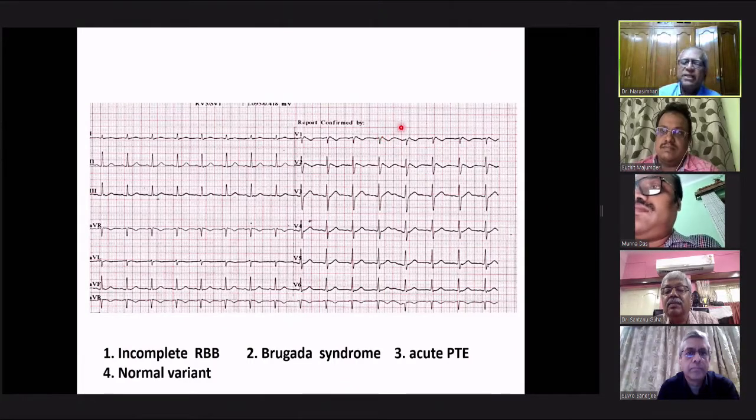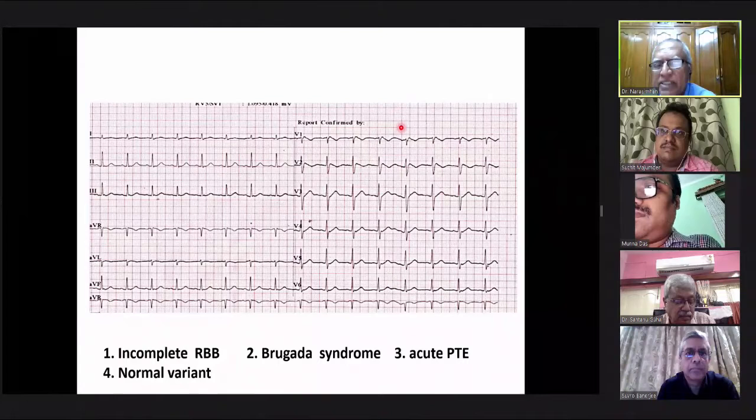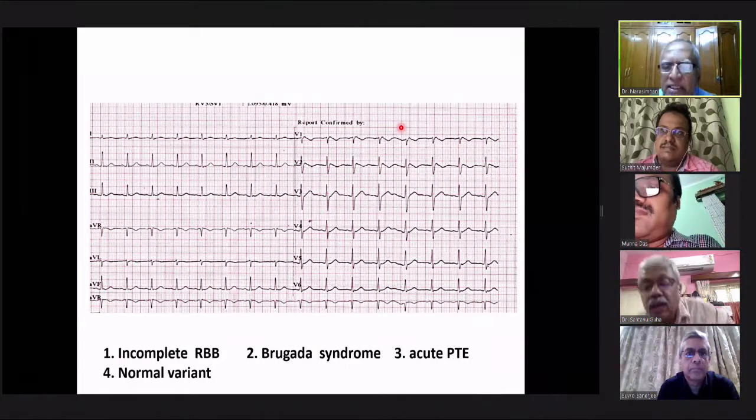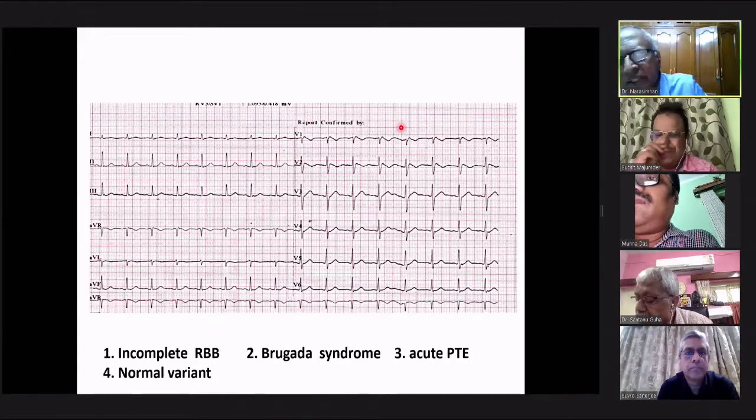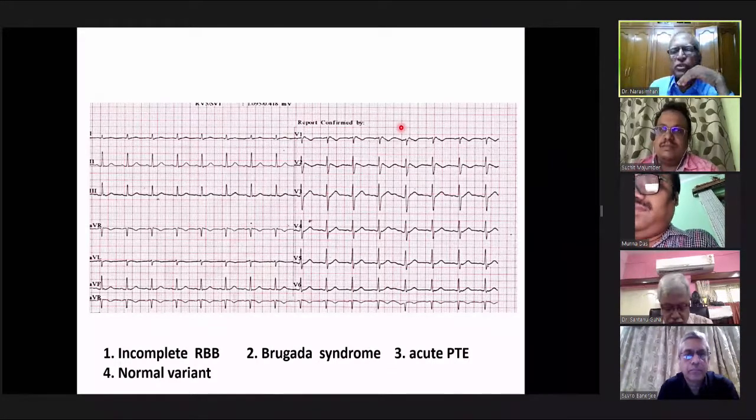Very often young adults, athletic adults will have an incomplete right bundle branch block. If we start investigating these patients, we'll be sending a lot of patients for genetic testing and so forth. It's only an added clue for you.